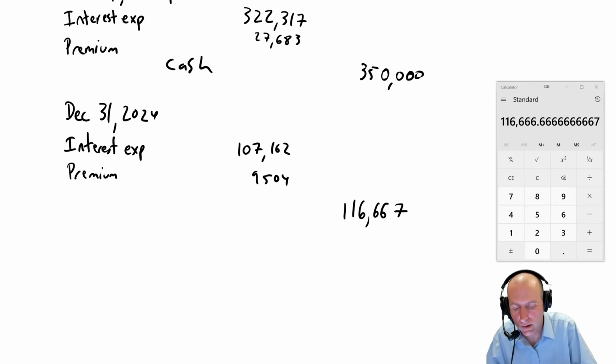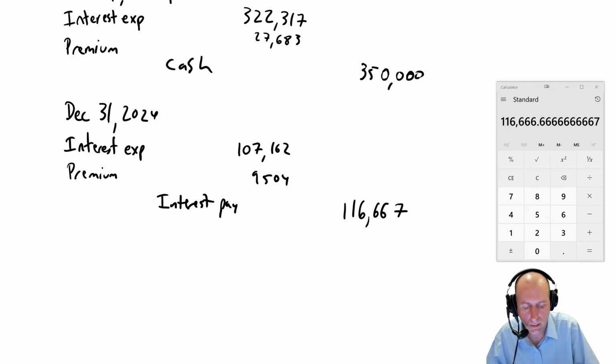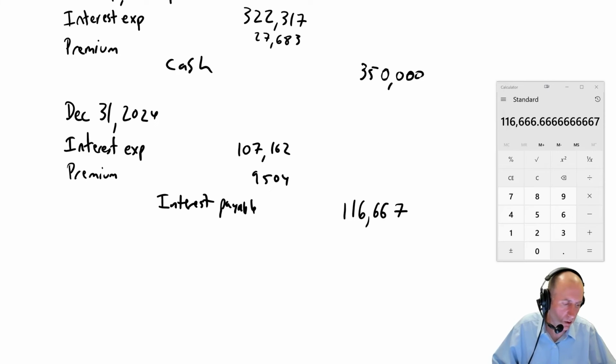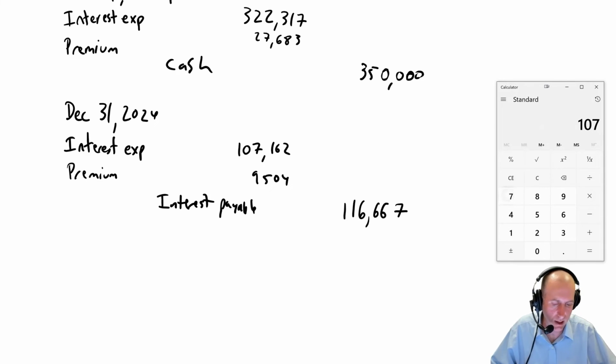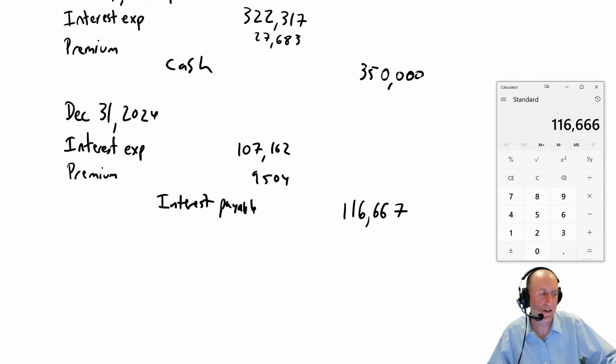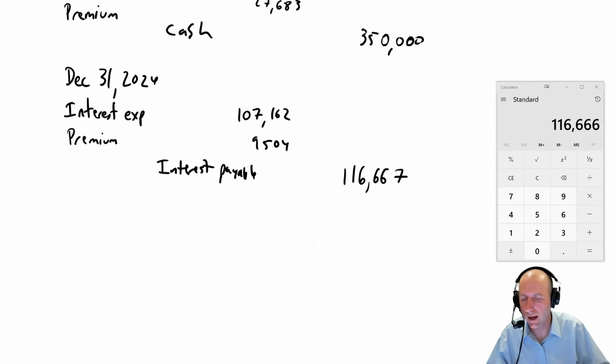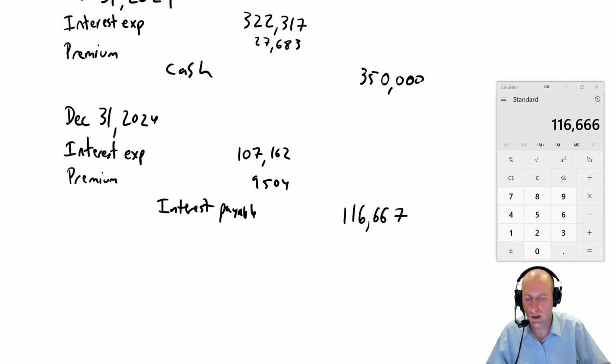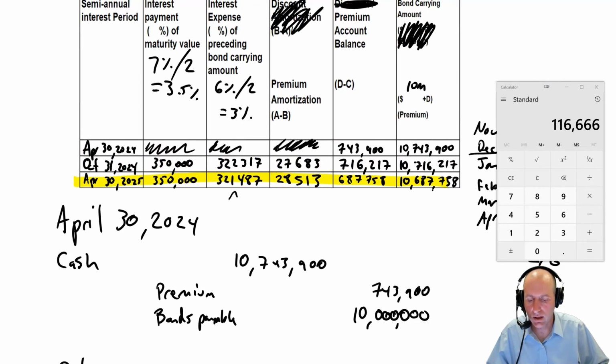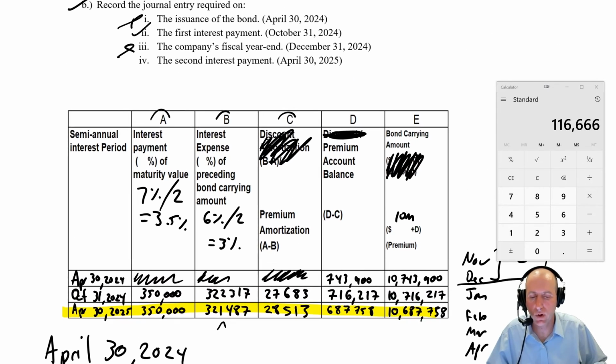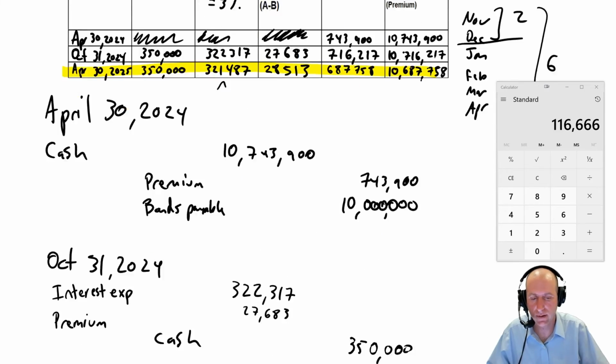So normally here we would credit cash. We're going to credit interest payable, and I just want to show my debits don't quite equal my credits. 107,162 is my debit, plus 9504 debit gives me 1166666. I have 1166667, and it's just a rounding thing going on. Okay, so that was December 31st, 2024. That's going to bring us to our final entry, April 30th, 2025.